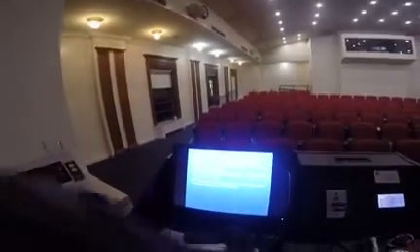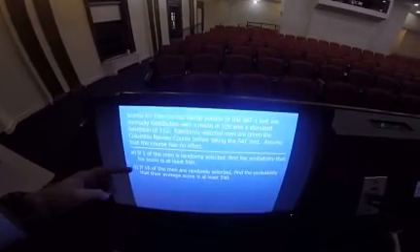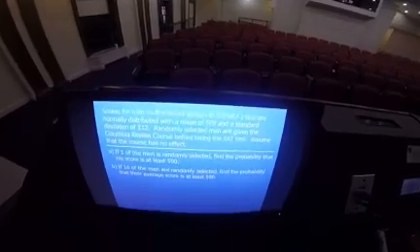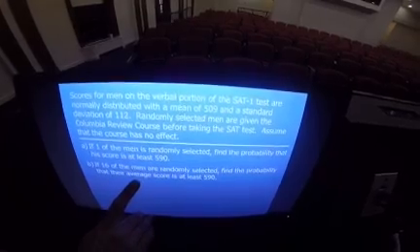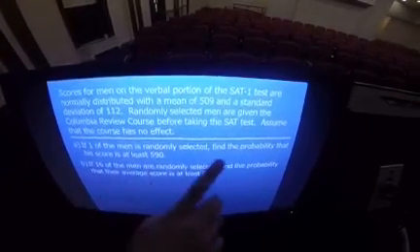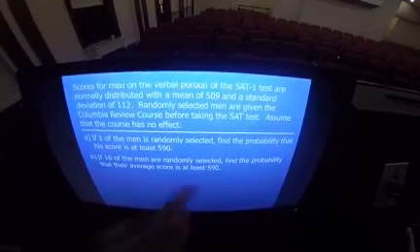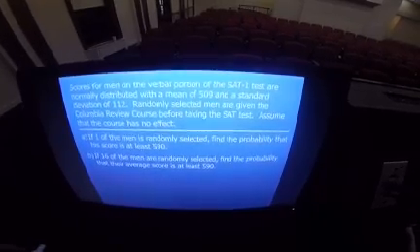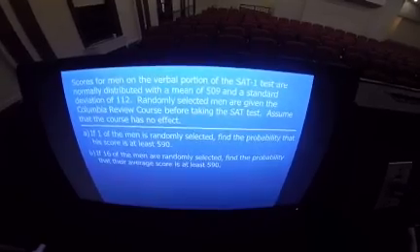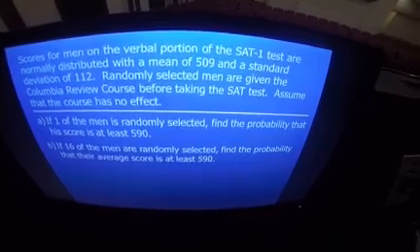So the screen, this is the second question. If 16 of the men are randomly selected, find the probability that their average, and this is what you're going to be looking for on an exam, find the probability that their average score is at least 590. Think about what that means. It's probably pretty hard to find 16 people and have their average score be bigger than 590. You would have to randomly get a bunch of people with high scores, and given this distribution, it may not be likely. But let's go ahead and do this problem.